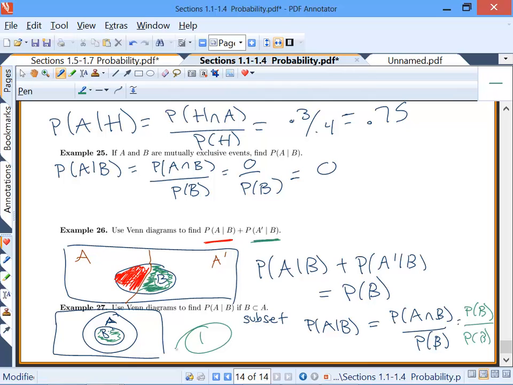So that's kind of interesting. If we have B entirely contained in A, then the conditional probability is going to be 1. The reason why is that if all of B is inside of A, then if you know that B happened, it must be true that A happened as well.